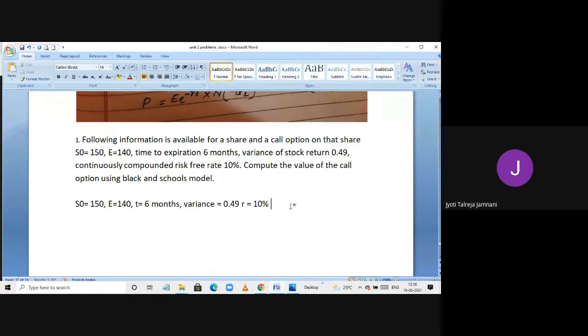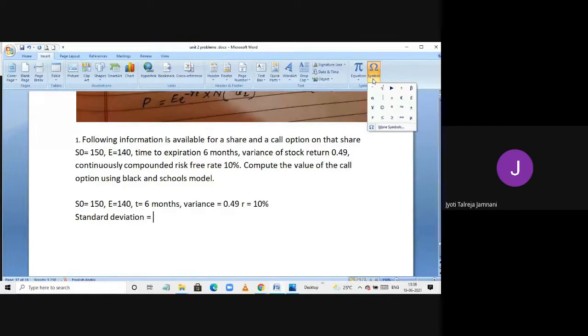Now here to do the Black and Scholes model we need the standard deviation. But we have got the variance. So to find the standard deviation, the formula is square root of variance, which is equal to square root of 0.49, which is 0.7. So this is the standard deviation that we have to take. We shouldn't be taking the variance.